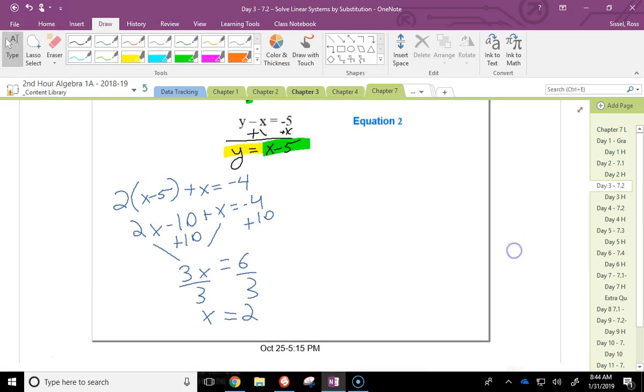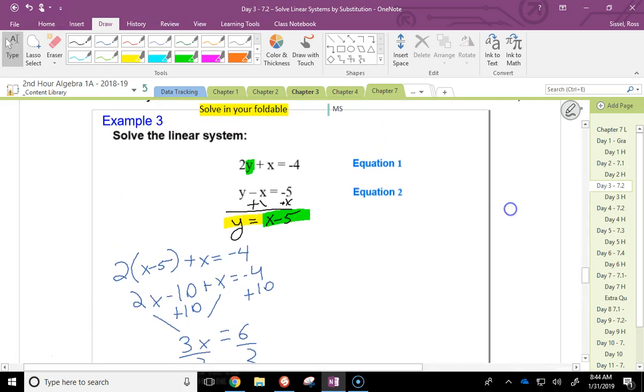Okay. How do I finish this then? X equals 2. How do I do y?